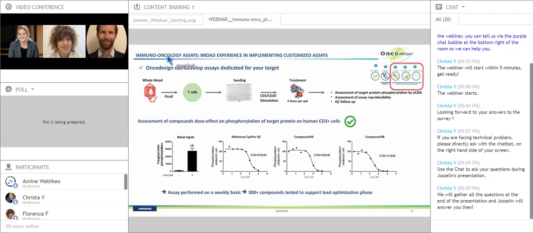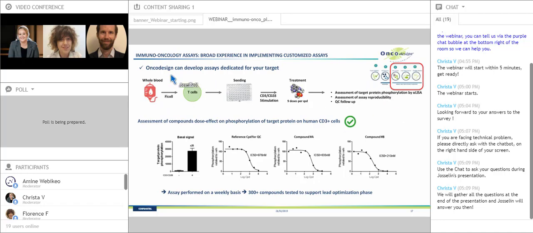So this was a picture of the assets we have in place, but we also have a broad experience in developing and implementing customized assays. I just wanted to give you some examples. So there is one in this slide and a couple on the next slide.